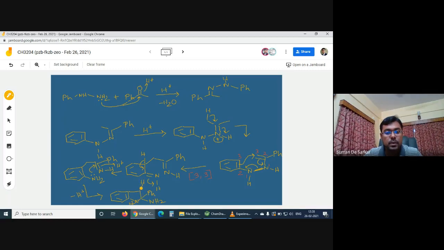Last step: now the indole ring also got the flavor that it can become an aromatic compound. So that's why this proton will get lost, and this nitrogen also takes a proton and it will be released as ammonia. So one molecule of ammonia will come out from the reaction mixture, and this is the ultimate product.